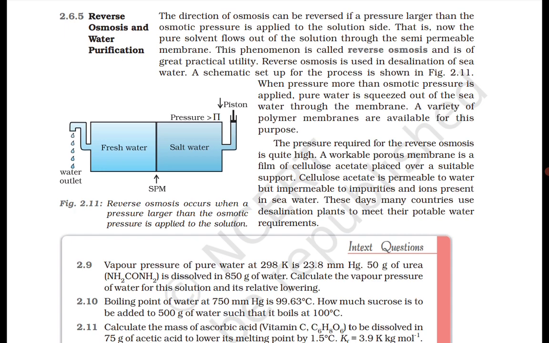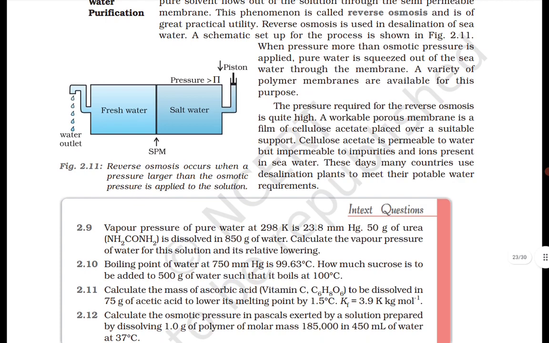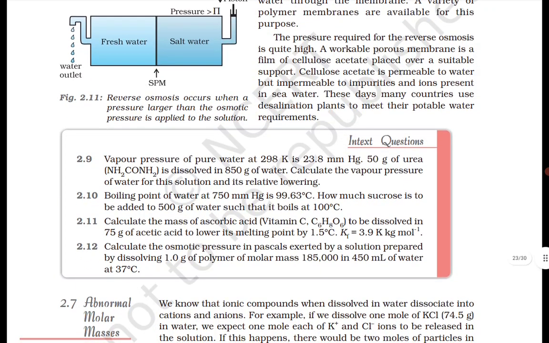Reverse osmosis is used in the desalination of seawater. A schematic set up for the process is shown in figure 2.11. When pressure more than the osmotic pressure is applied, pure water is squeezed out of the seawater through the membrane. A variety of polymer membranes are available for this purpose. The pressure required for reverse osmosis is quite high.